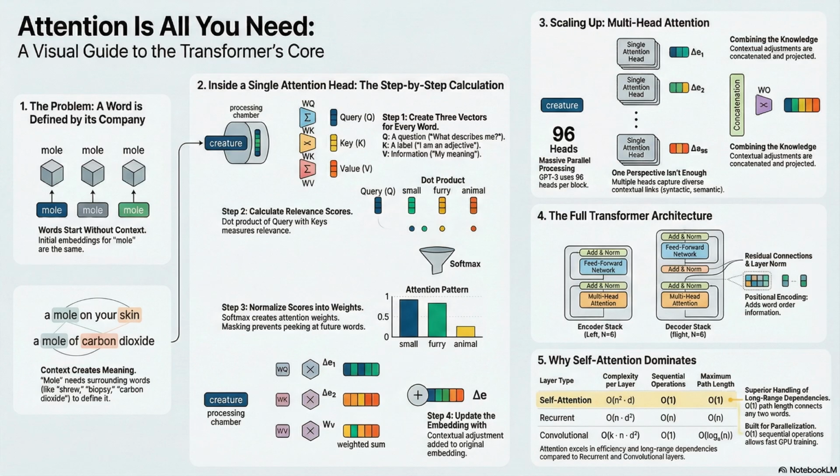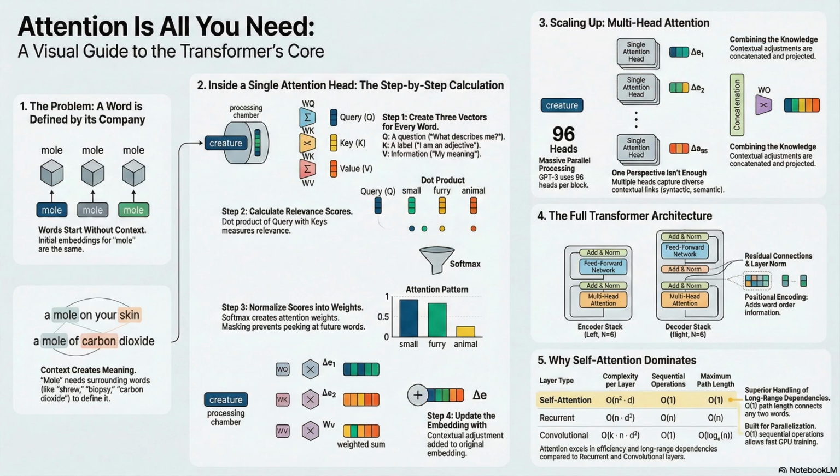The FFN is absolutely essential because at its core, the attention operation is linear. It's just dot products and weighted sums. If you only stacked attention blocks on top of each other, the whole network could just collapse into one big linear transformation, which would really limit what it can learn. So the FFN is what provides the necessary nonlinearity.